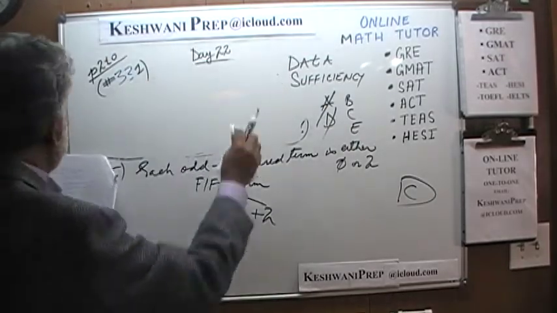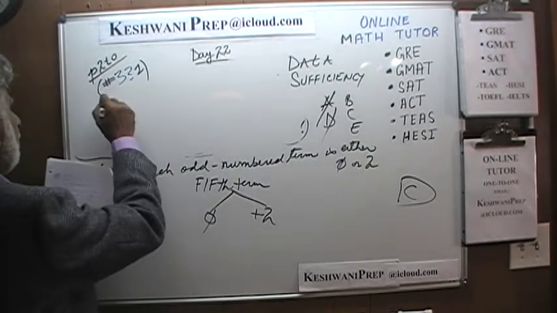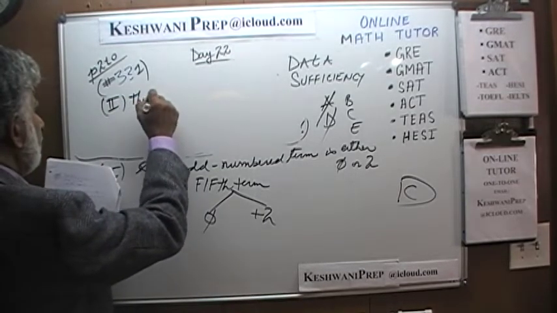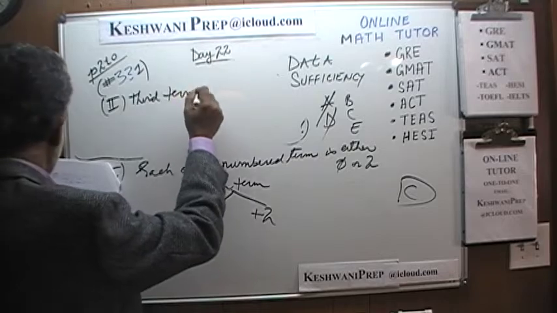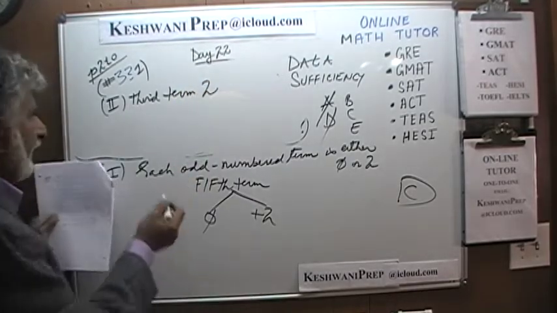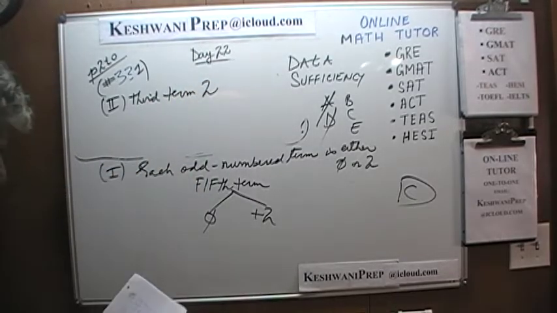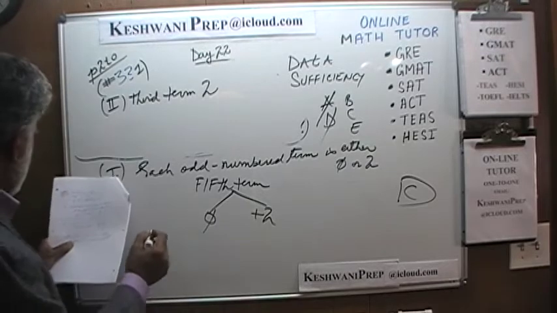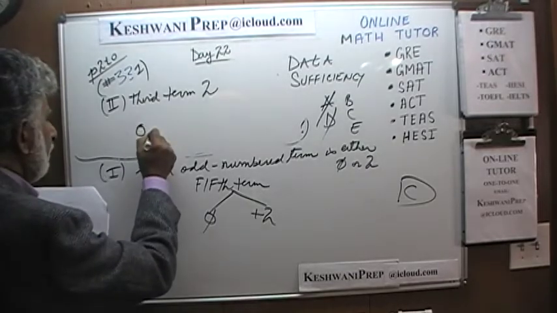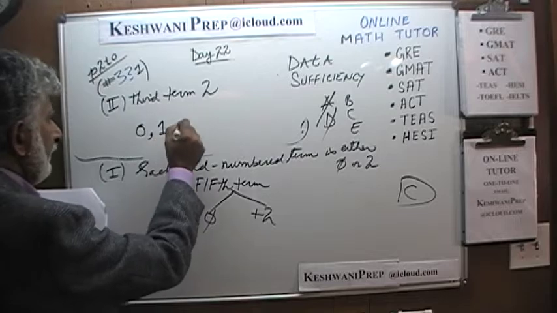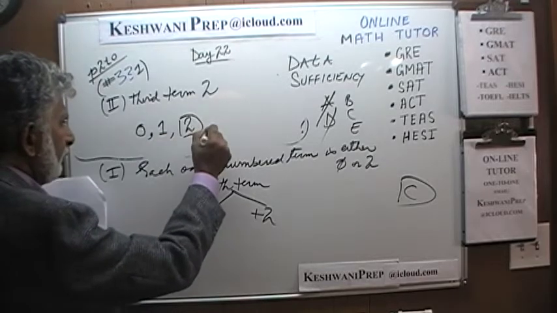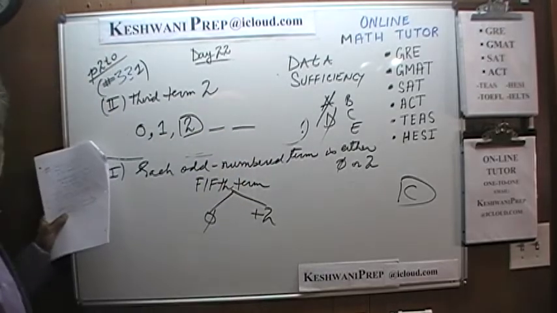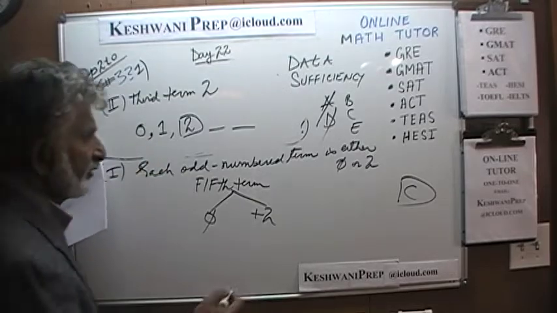The second statement tells us that the third term is 2. Again, by itself, knowing that the third term is 2, we know that the first term we were told is 0, the second term we were told is 1. Now they tell us the third term is 2. There is no way for us to tell the fifth term just by looking at it. The second statement does not do the job.